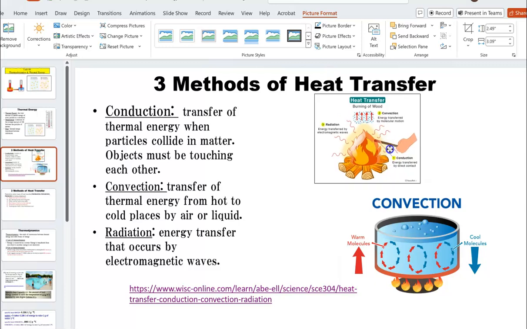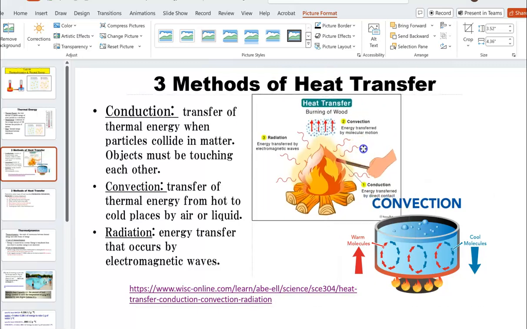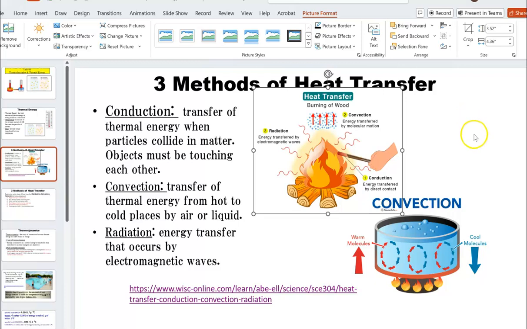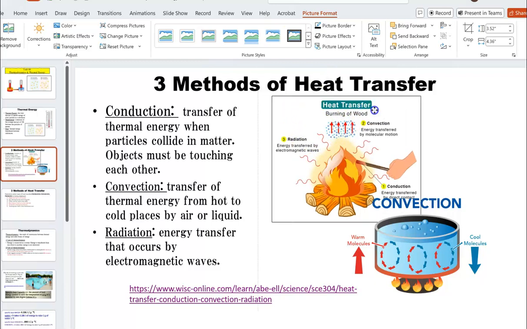So this picture over here, the burning wood, we've got all types of heat transfer here. Conduction, so energy transferred by direct contact. So this stick, or whatever he's holding, is going to warm up, and then heat will be transferred from the stick to his hand. Convection, okay, we've got this rising of the heat energy from the fire or the wood into the air, and it will kind of make these convection currents up here.